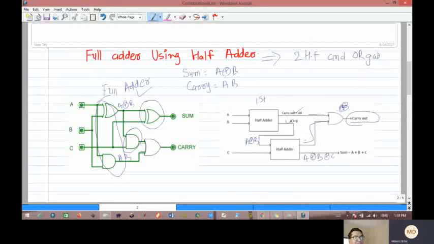Okay, so this is another combinational circuit that we develop using 2 half adder circuits, means 2 combinational circuits of half adder and another gate. So this is another way we can develop a full adder using the half adder circuit. Okay.